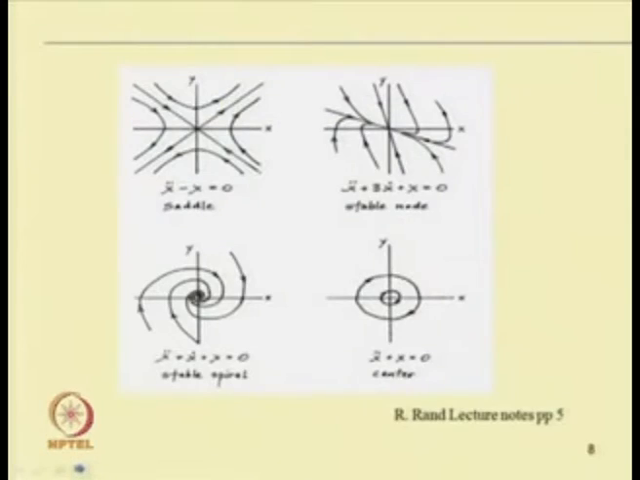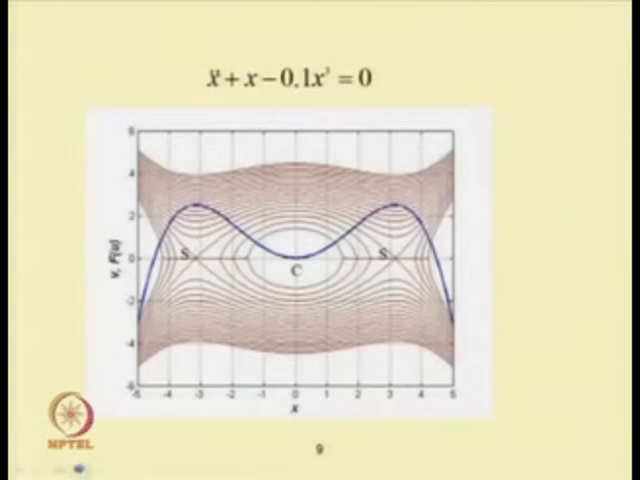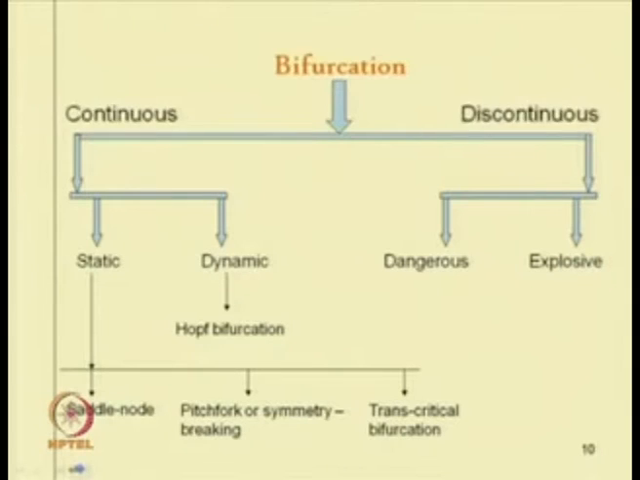We have seen some examples. This is known as a saddle; in this case the origin is the saddle point. Similarly, this is a stable node, and this is a stable spiral or focus. Then this is the center: x double dot plus x equal to 0. Here one can find a periodic response and it belongs to the center.